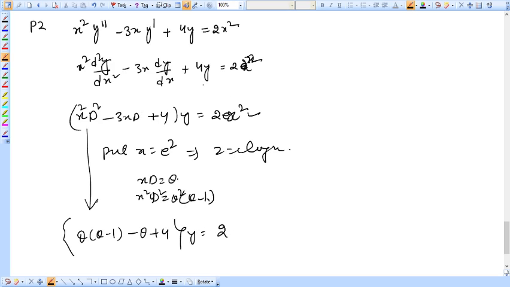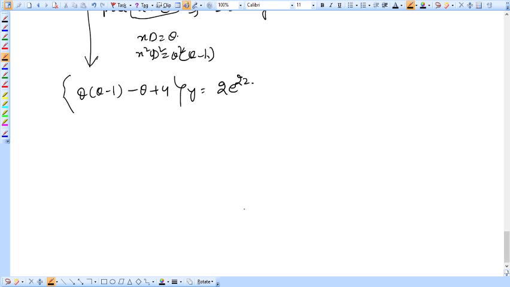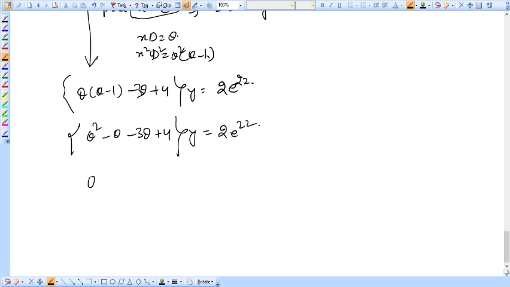Here x square, with x equal to e raised to z, becomes exponential 2z. So now theta square minus theta, fine, it was 3 here, minus 3 theta plus 4 y is equal to 2 e raised to 2z. So theta square minus 4 theta plus 4 y is equal to 2 e raised to 2z.